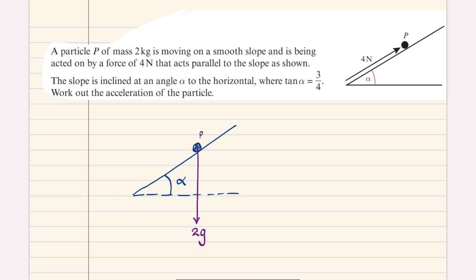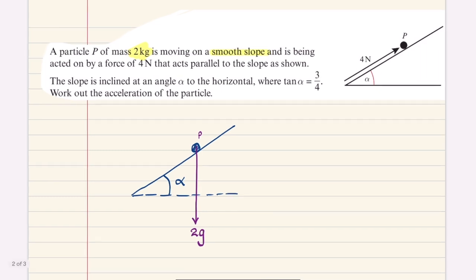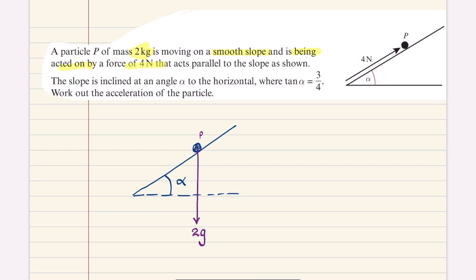Now let's highlight the key information in this part. It says a particle P of mass 2 kg is moving on a smooth slope and is being acted on by a force 4 Newton that is parallel to the slope as shown. So the force which is acting on this particle is parallel to the slope. So we'll mark it with an arrow with 4 Newton. And most importantly, this surface is smooth.